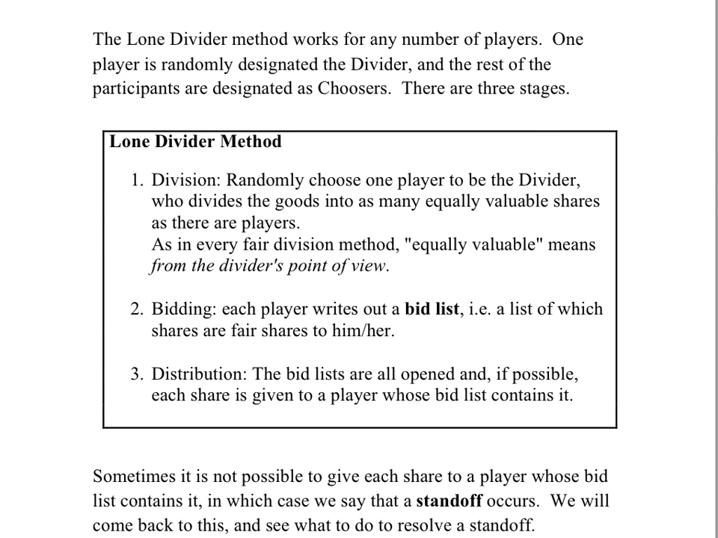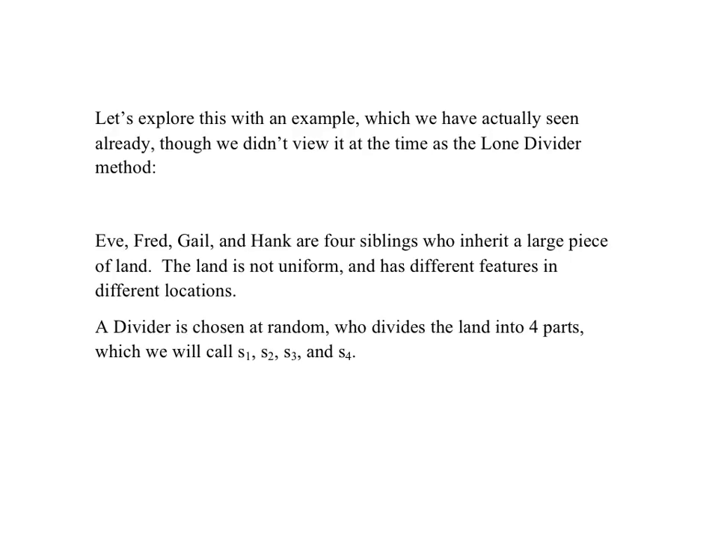So let's look at an example. In fact, let's look at an example that we've actually already seen, though at the time we did not view it as the lone divider method. So we had this example earlier of Eve, Fred, Gail, and Hank, who are 4 siblings who inherit a large piece of land. And the land is not uniform, it has different features in different locations, and that meant that when the siblings wrote down their valuations of different parts of the land, they had very different opinions about it. Right? So a divider is chosen at random, that's what the method says. The divider divides the land into 4 parts, and we will call those 4 parts S1 through S4, for share 1, share 2, share 3, share 4.